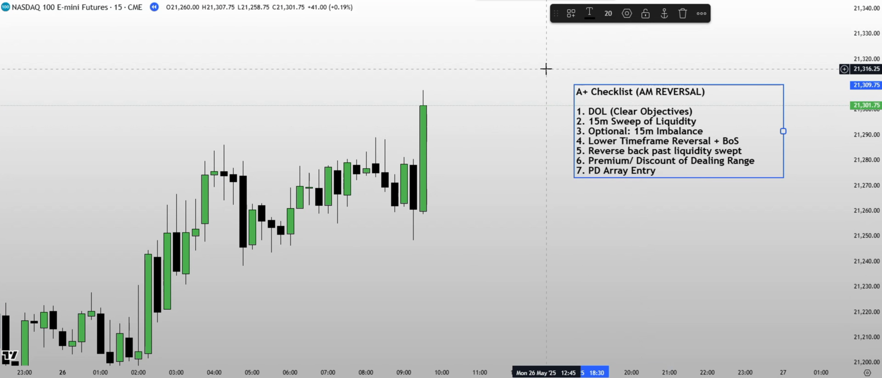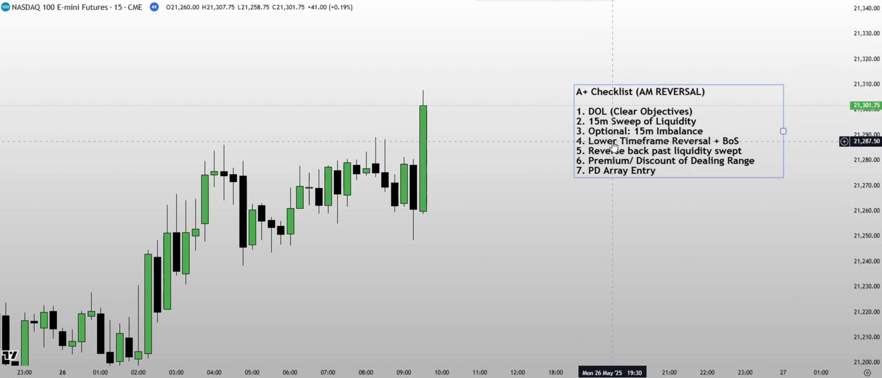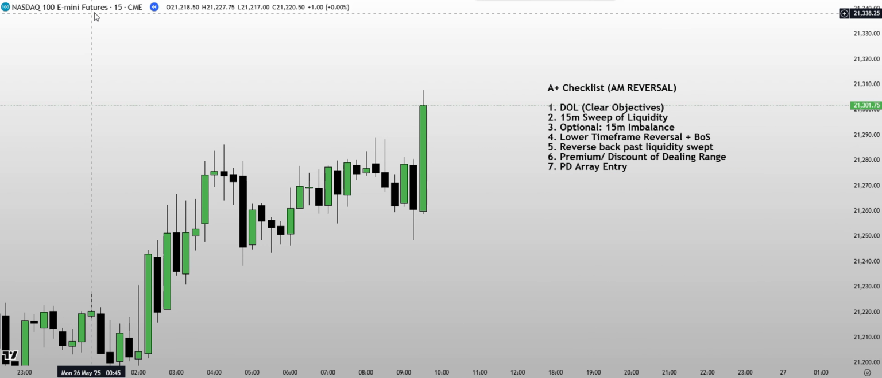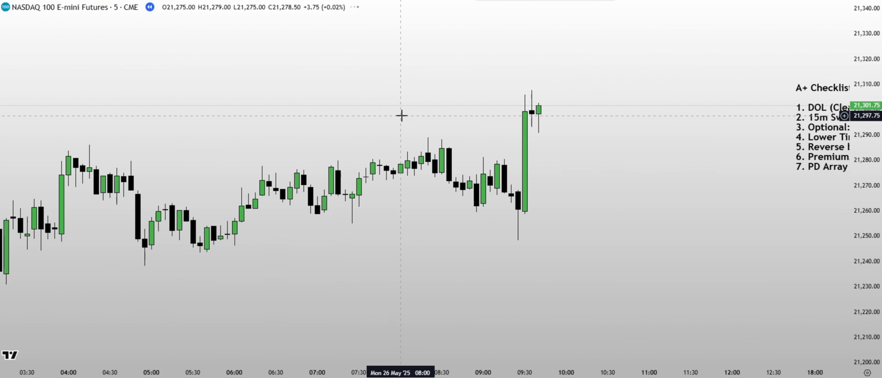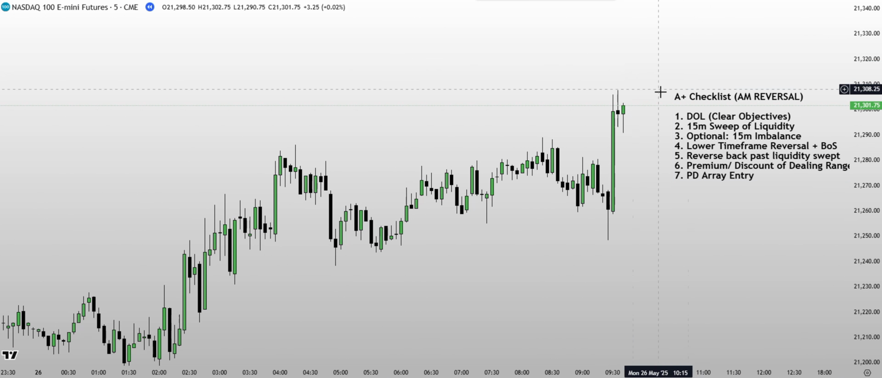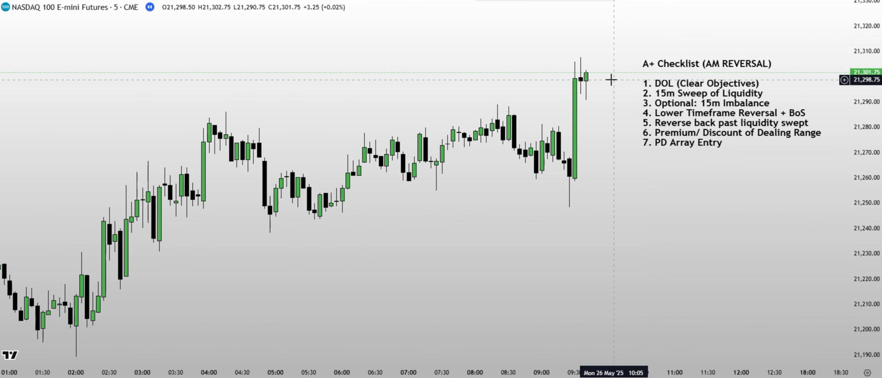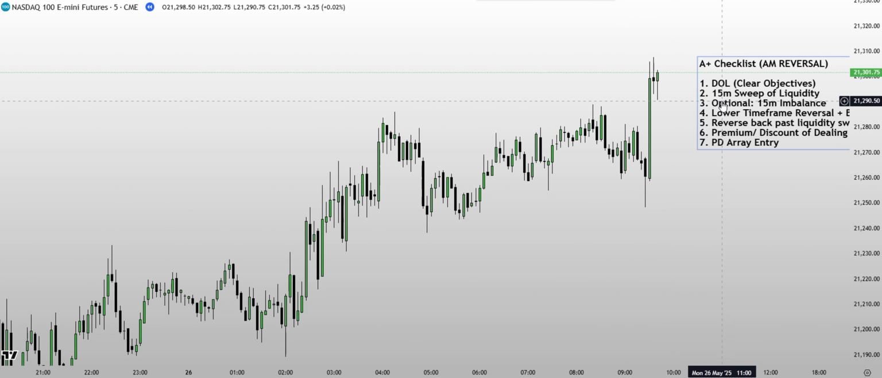All right, so I'm going to keep this checklist close by to continue to refer to. So let's go to the lower time frame before we look for that 50-minute sweep. Let's follow in order of steps 1 to 7. Number 1, do we have clear objectives to the downside?